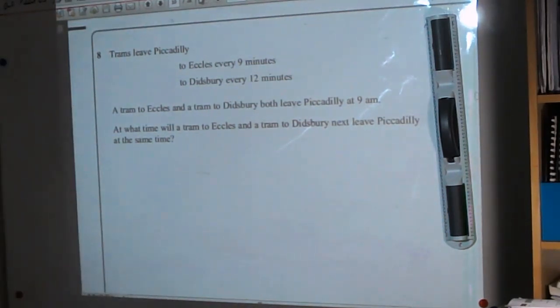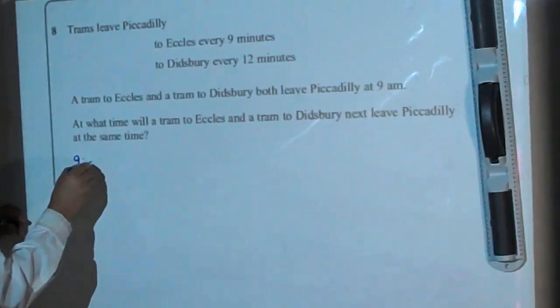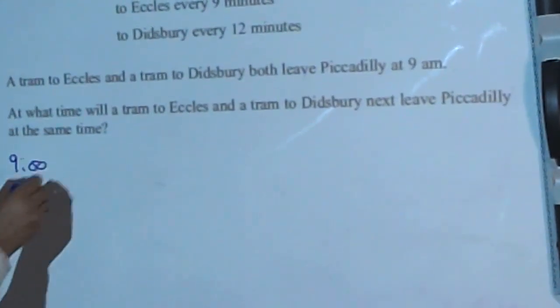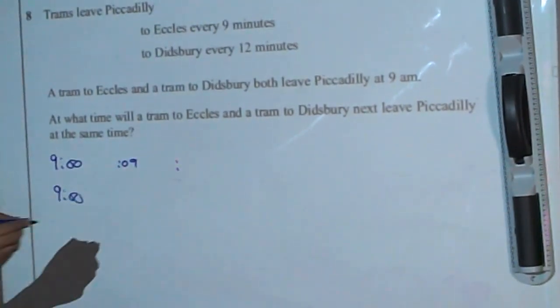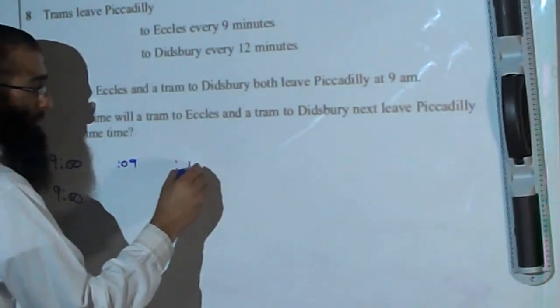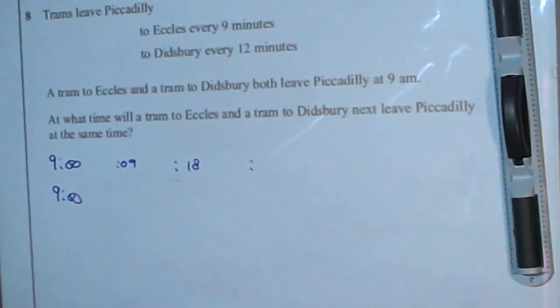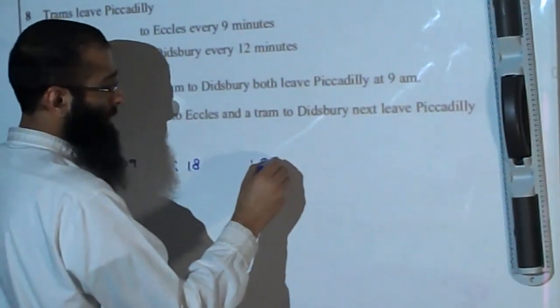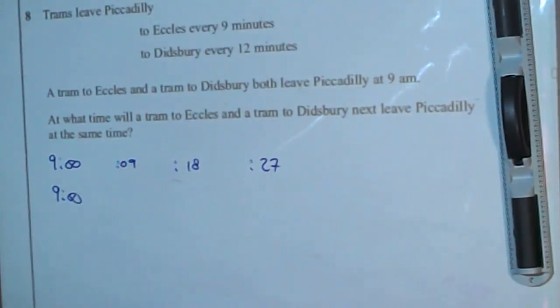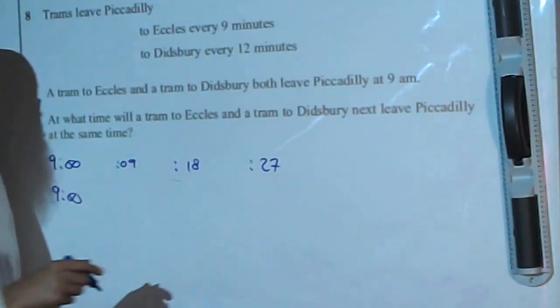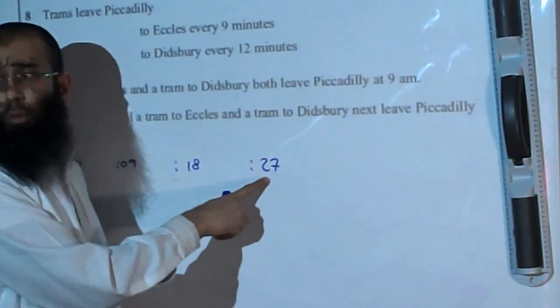Okay, what kind of question is this? What are we looking at? LCM. So we start at 9 o'clock. The first one goes every 9 minutes, so it's going to be 09, and the next one after 09 is going to be 18, and then after 18 is going to be 27. So it's going every 9 minutes. And the other one goes every 12 minutes. What's the next one after 27? 36.